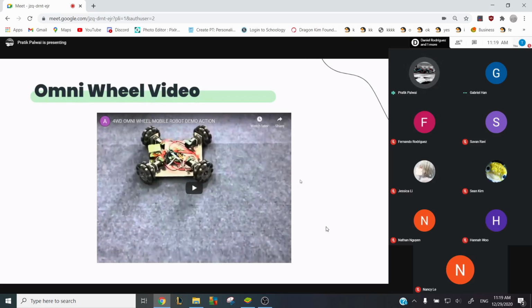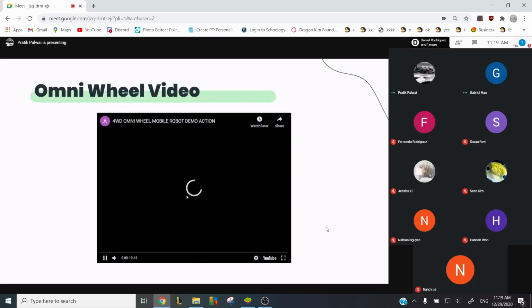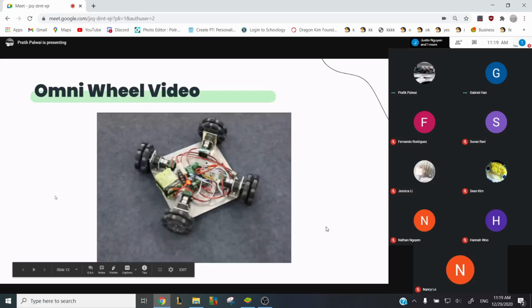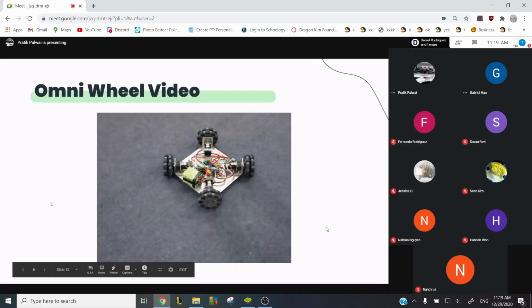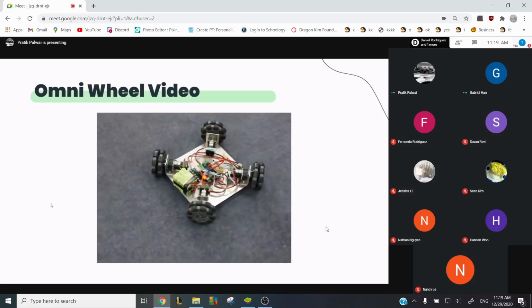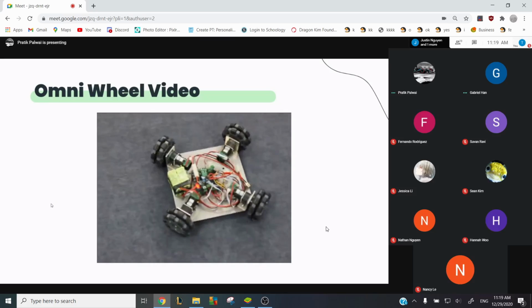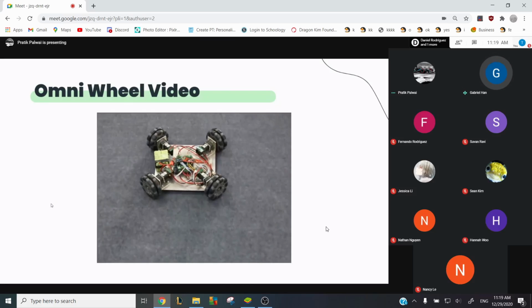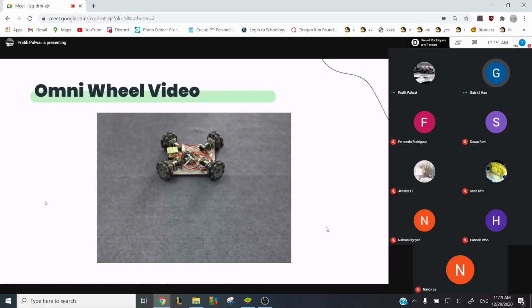Here's a quick video of an Omni wheel drivetrain. They aren't that common in FRC, but they can be pretty useful at times since they can move in any direction without turning. Oh yeah, also you guys don't really need to hear the sound. Yeah, so you can just see the robot moving in both the X and Y direction.